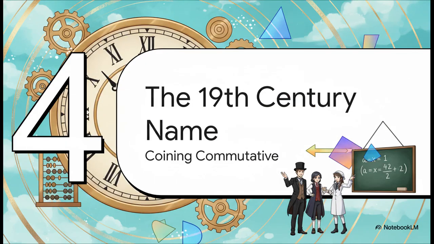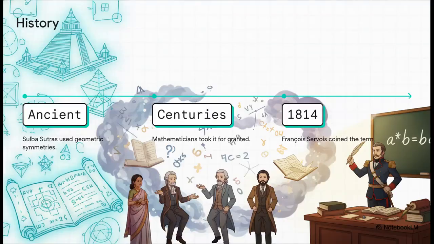Chapter 4. The 19th Century Name. Now, even though this concept is incredibly ancient and totally fundamental to human construction, giving it a formal, official name is a surprisingly recent development. Just look at the timeline. In ancient times, like we just saw with the Sulba Sutras, the concept was practically applied in architecture. Then, for centuries upon centuries, mathematicians just kind of took the property for granted. It was so completely obvious that 2 times 3 is 3 times 2 that literally no one bothered to officially label it. It wasn't until the year 1814 that it finally got a name.